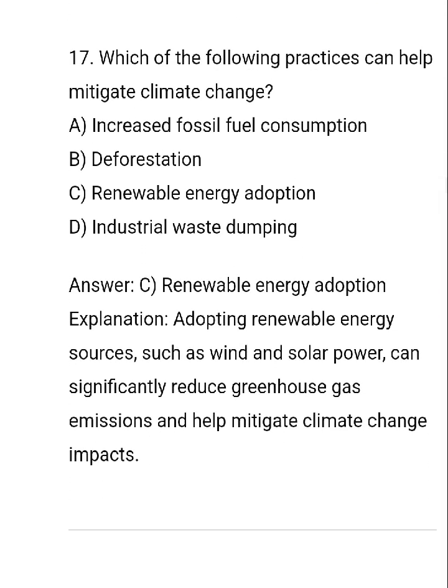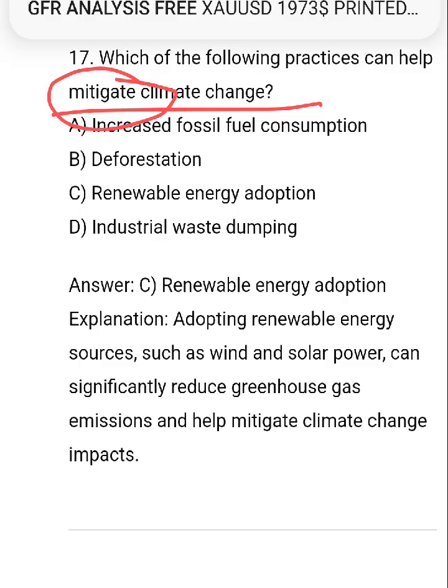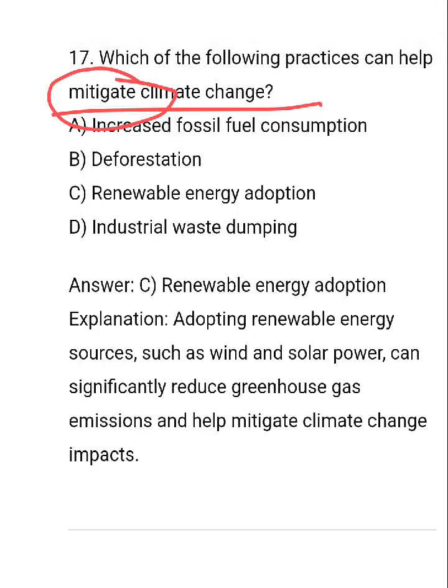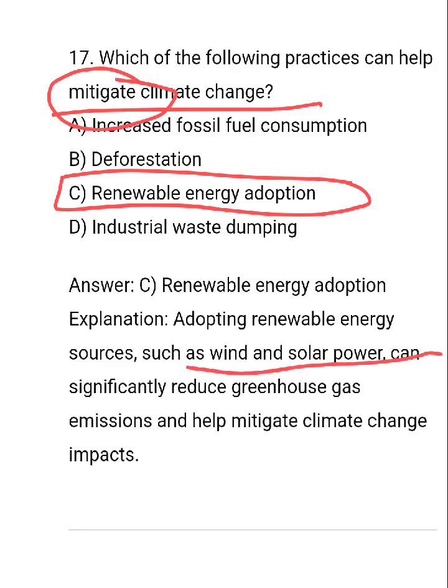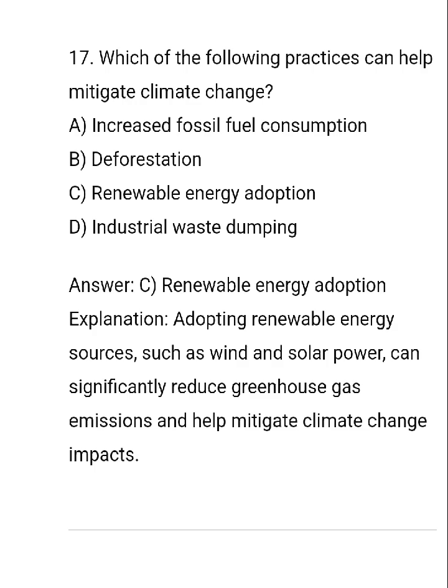Next one, which of the following practices can help mitigate climate change? Mitigate means to reduce a little bit. So it is option number C, renewable energy adoption. So adopting renewable energy sources such as wind and solar power can significantly reduce greenhouse gas emission and help to mitigate the climate change impact.